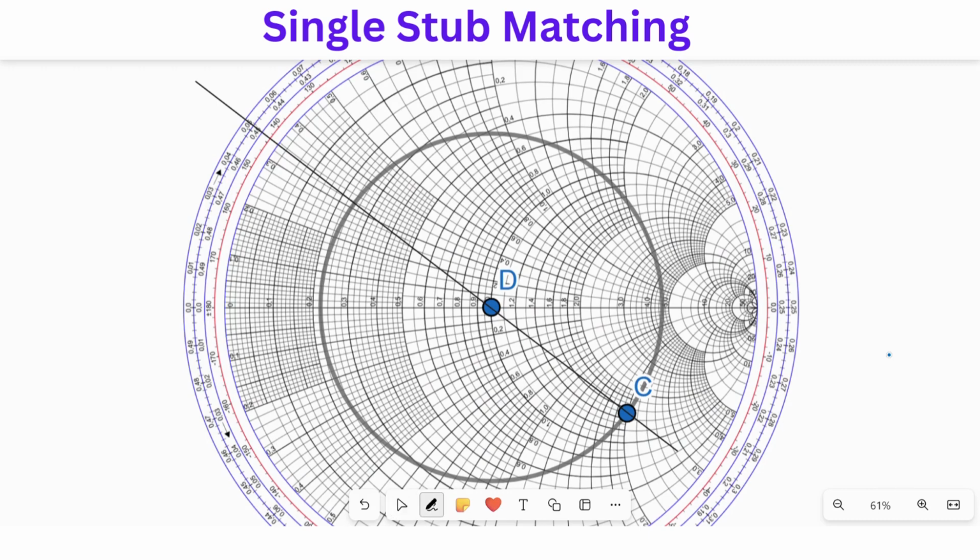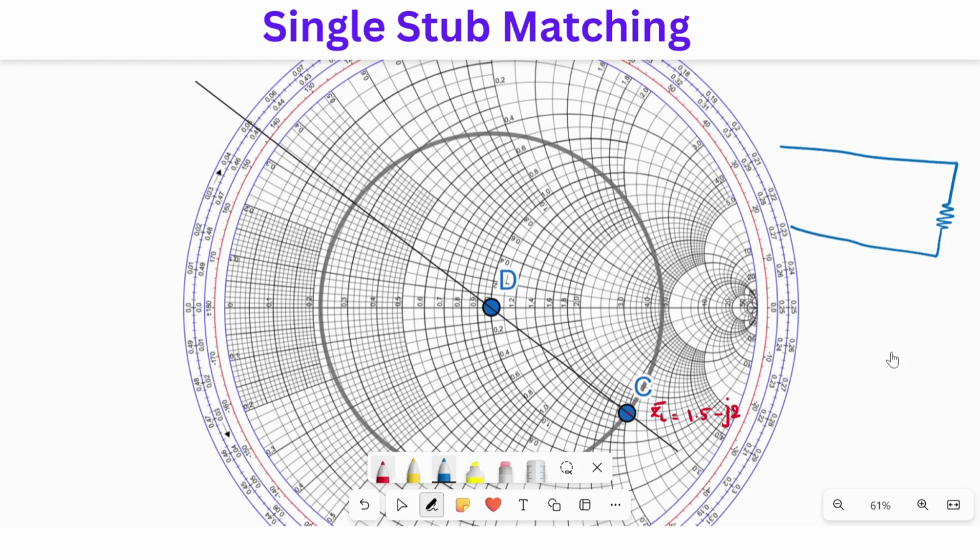Right, so we have drawn the circle right here. As you can see, this is our load point, and ZL bar is equal to 1.5 minus j2. We have to find out the admittance because in stub matching, as I told you earlier, this is your transmission line, and it has some load, and we are going to connect this stub across the transmission line in parallel to the transmission line.